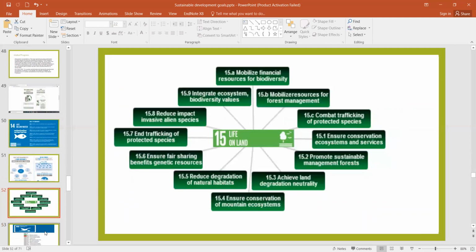SDG number 15, life on land. And these are all the targets of SDG number 15: mobilize financial resources for biodiversity, mobilize resources for forest management, combat trafficking of protected species, ensure conservation of ecosystems and services, promote sustainable management of forests, achieve land degradation neutrality, ensure conservation of mountain ecosystems, reduce degradation of natural habitats. 15.6, ensure fair sharing of benefits from genetic resources. 15.7, end trafficking of protected species, reduce impact of invasive alien species, integration of ecosystem and biodiversity values.